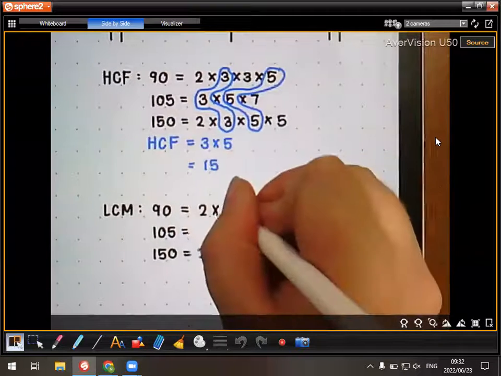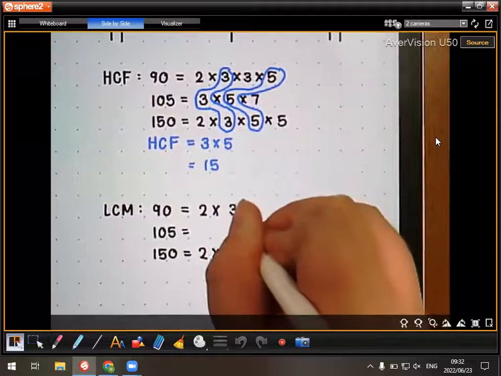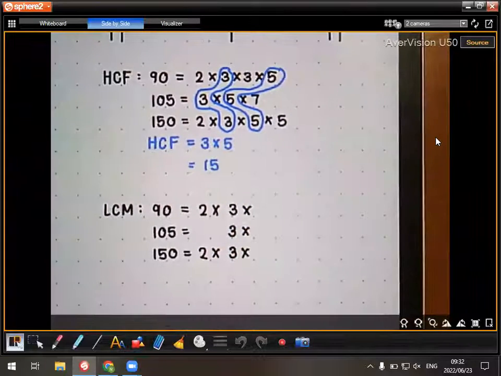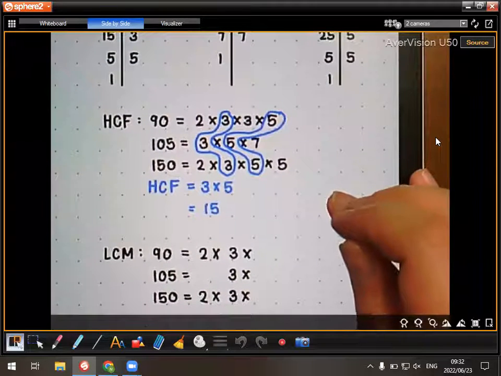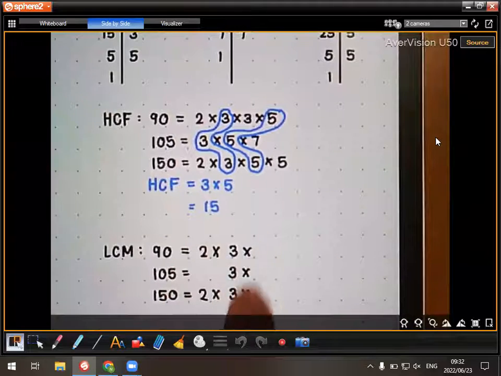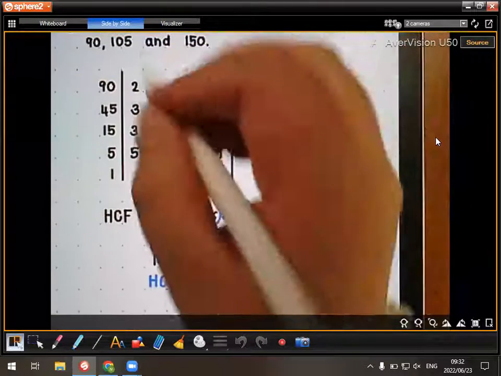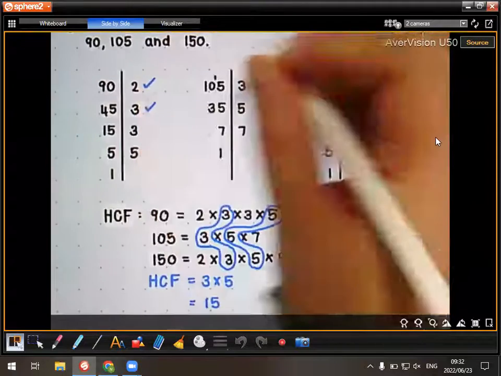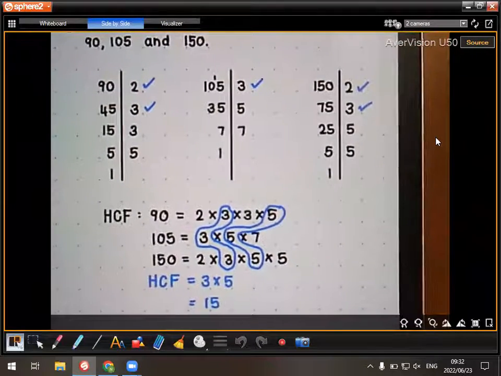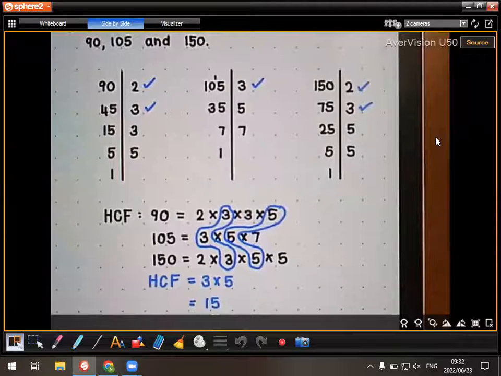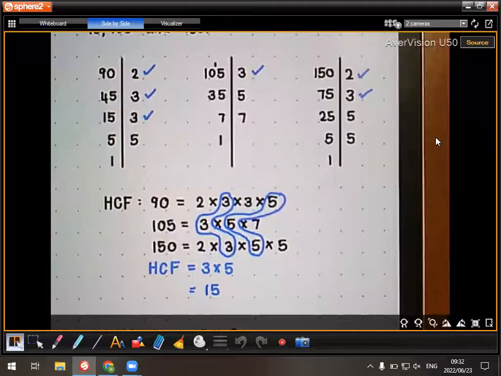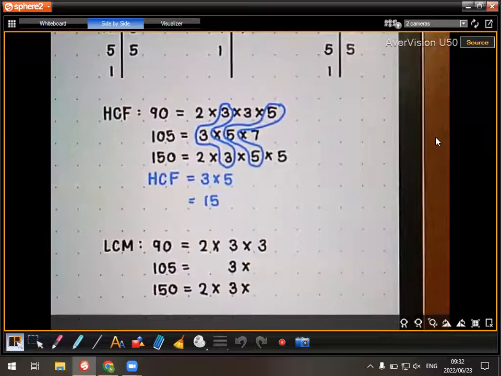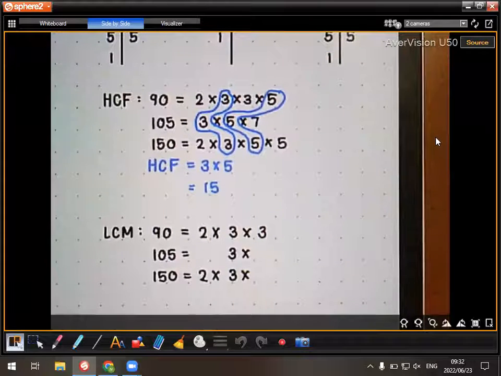Okay, all of them have a 3, so we can write those 3s in line like that. If we go back up to the factor ladders, I'm going to tick off the 2s and the first 3s. All right, so the 2s are gone, the first 3s are done. 90 has another 3, so that 3 is going to go there. But since the other 2 numbers don't have a second 3, we're just going to leave it blank underneath that one.